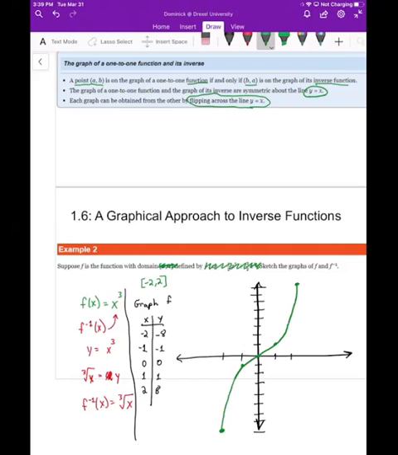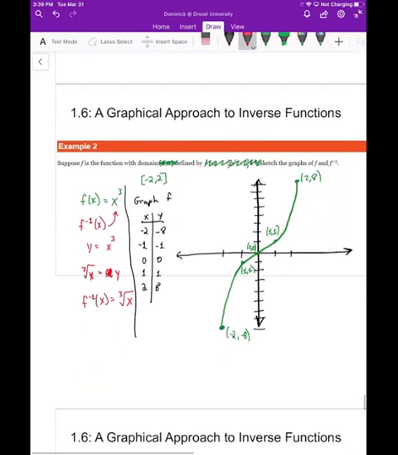All right. And again, what are these points? Well, this is 2, 8. This is 1, 1. This is 0, 0. This is -1, -1. And this is -2, -8. Well, then what does that tell us about the inverse? Well, the inverse has the opposite of these points here, right?